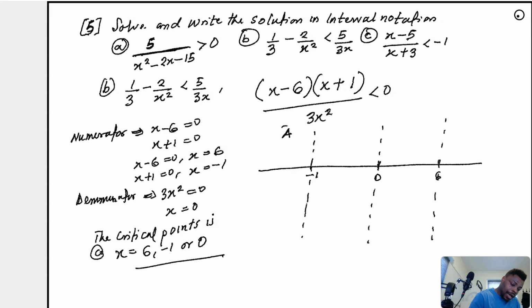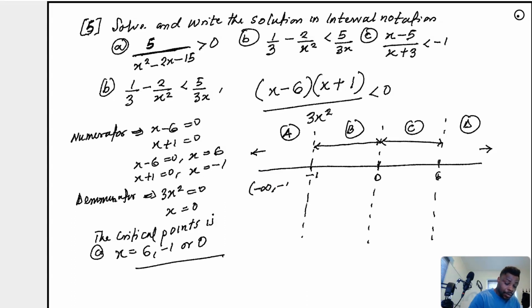So we have A, B, C, and D. Remember, this is continuous, so this will have an interval, and this will also have an interval. So this will be minus infinity to minus 1, then minus 1 and 0, 0 and 6, and 6 and infinity.